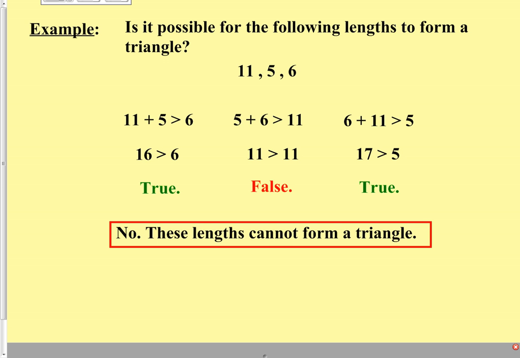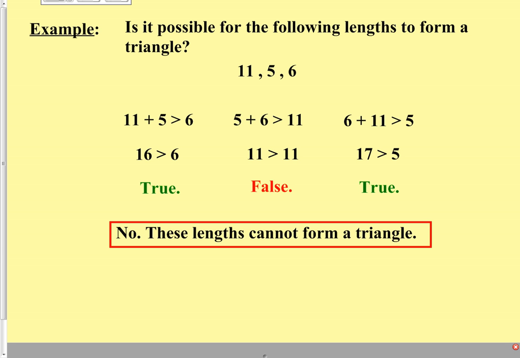The theorem says that the two sides must add together to be larger than the length of the third side. So I gave you this example just to show you what would happen if indeed you did have a tie with the triangle inequality theorem, and that one does not work.